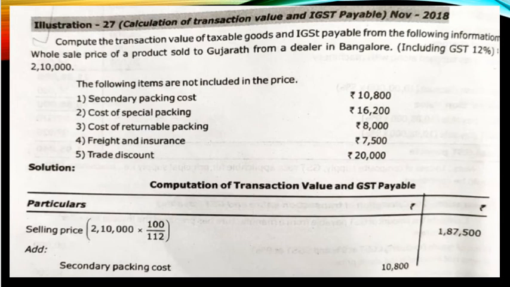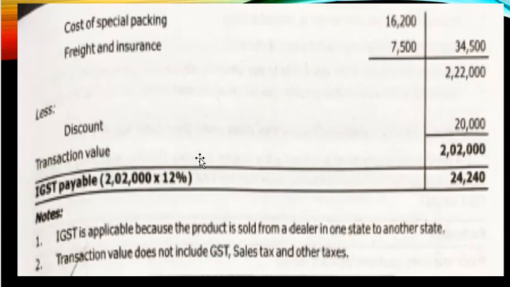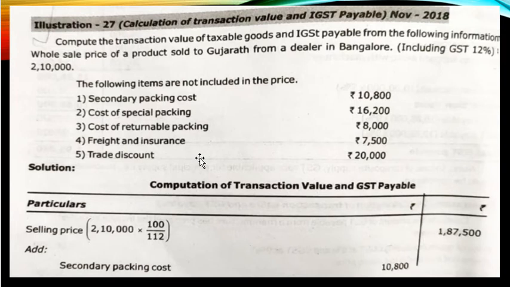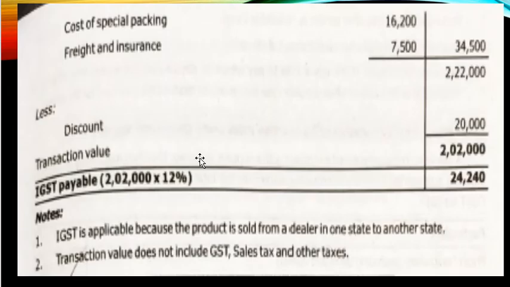So secondary packaging, cost of special packaging, and freight and insurance are added, and trade discounts of 20,000 are deducted. As usual practice, trade discounts will be subtracted from the total. Now we add secondary packaging 10,800, cost of special packing 16,200, then freight and insurance 7,500. The total will be 34,500. With the selling price of 1,87,500, we add 34,500, and we get 2,22,000. So this is the total. From this total, we will subtract the trade discount. What is your trade discount in the question?